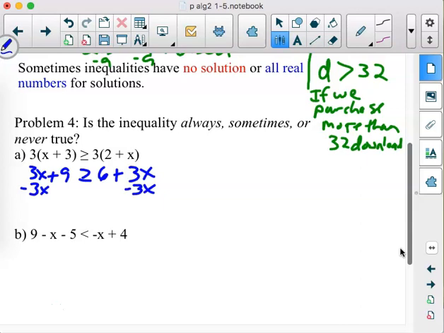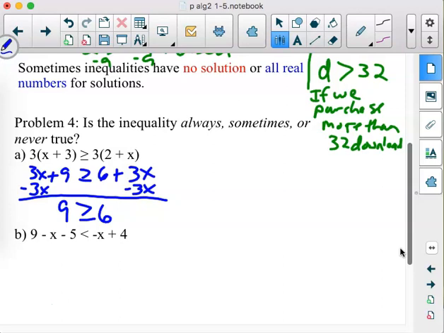Oh, wait a minute. 3x minus 3x, that's 0. That's all I have left. So what does it mean? Is this true? Is 9 greater than or equal to 6? Then this is always true.